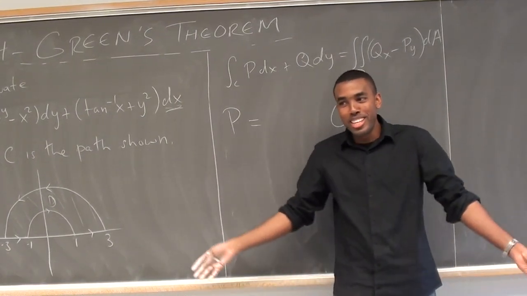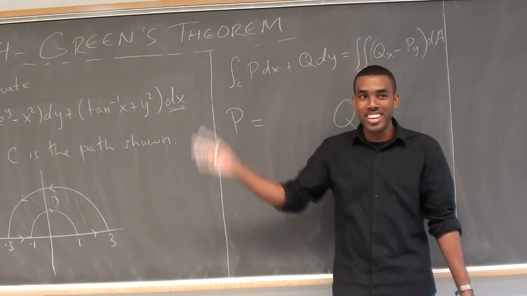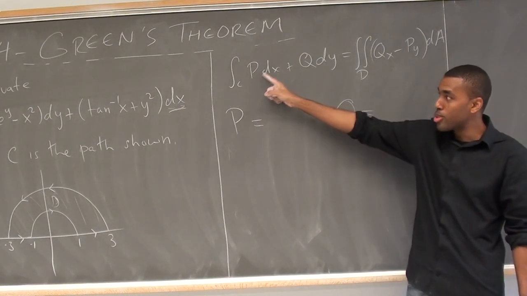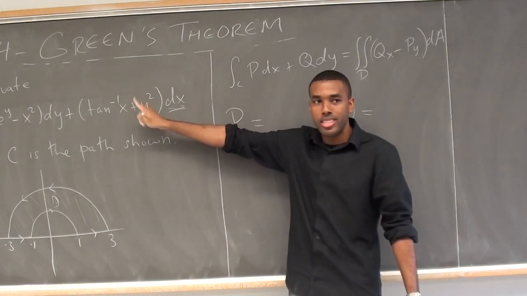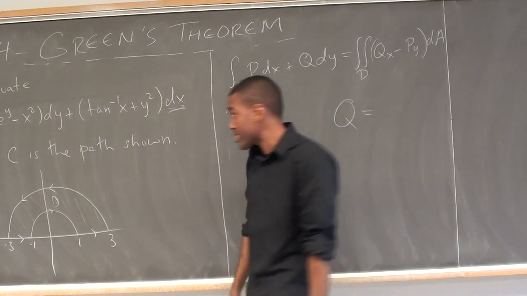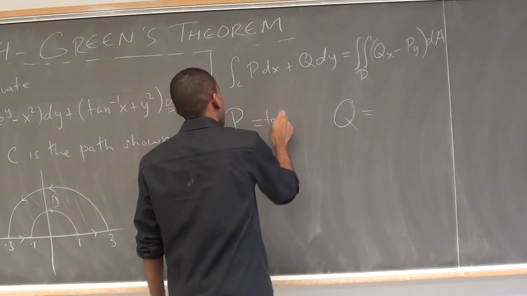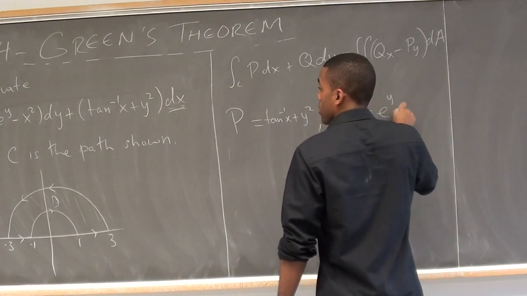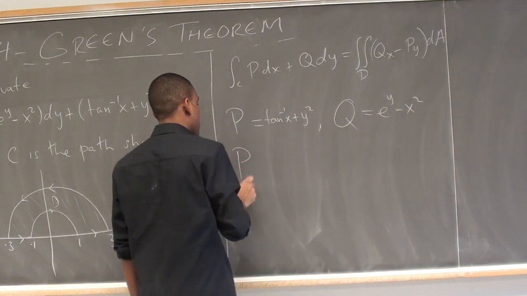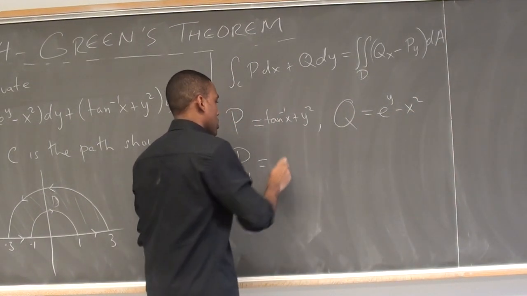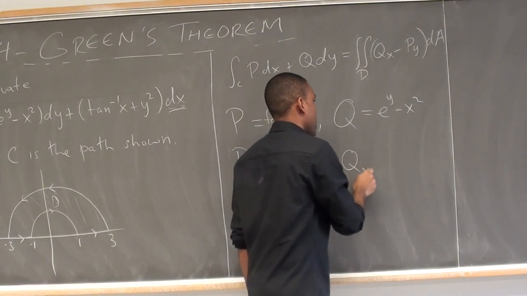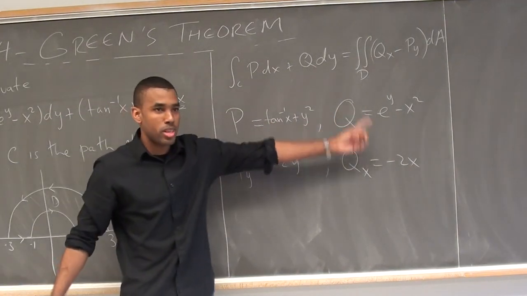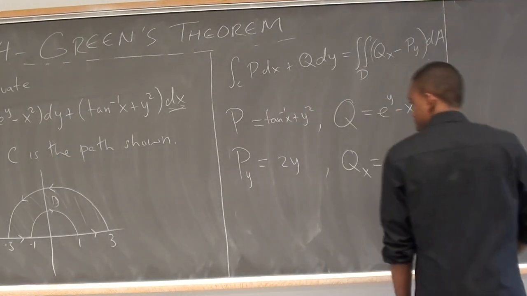They're going to try to trick you. Oh, let's make it negatively oriented but not say it, or let's switch the dx and dy and not say anything. You have to be careful. Know the formula exactly. The P goes with the dx, right? So in this case, the P is actually the second term, because that's the one attached to the dx. So your P is actually tan inverse x plus y squared. Your Q is actually e to the y minus x squared. If you do Py, that's just 2y. Qx is just minus 2x, right? So we get rid of the arctangent and the exponential. So we're already looking easy.